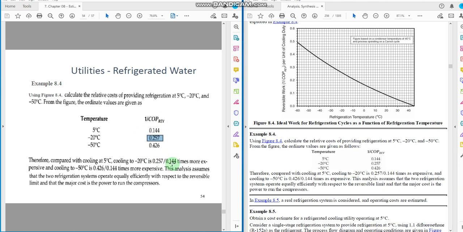Okay, so what we see here, if you are cooling something from 5 to minus 20, then you have to spend this much ratio more money and energy to get this cooling. Okay, so this one is times more expensive, and cooling to minus 50. So if you go to minus 50 degrees C cooling, then you can take the ratio between 0.426 and 0.144 to get the idea about the cost. Okay, so it would be 0.426 divided by 0.144 times more expensive compared to 5 degrees C.